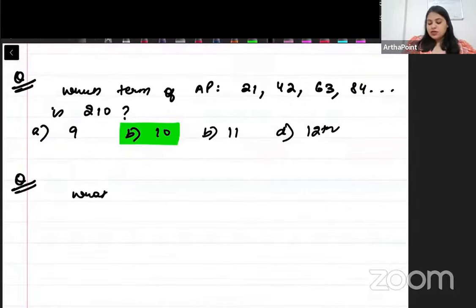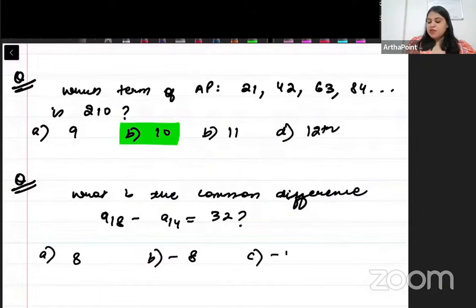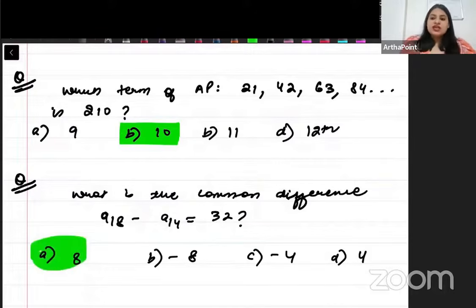What is the common difference of an AP for which A18 minus A14 is equal to 32? And options are 8, minus 8, minus 4, and 4. And I'm telling you that the answer is 8. So these are the 3 questions for you to practice.